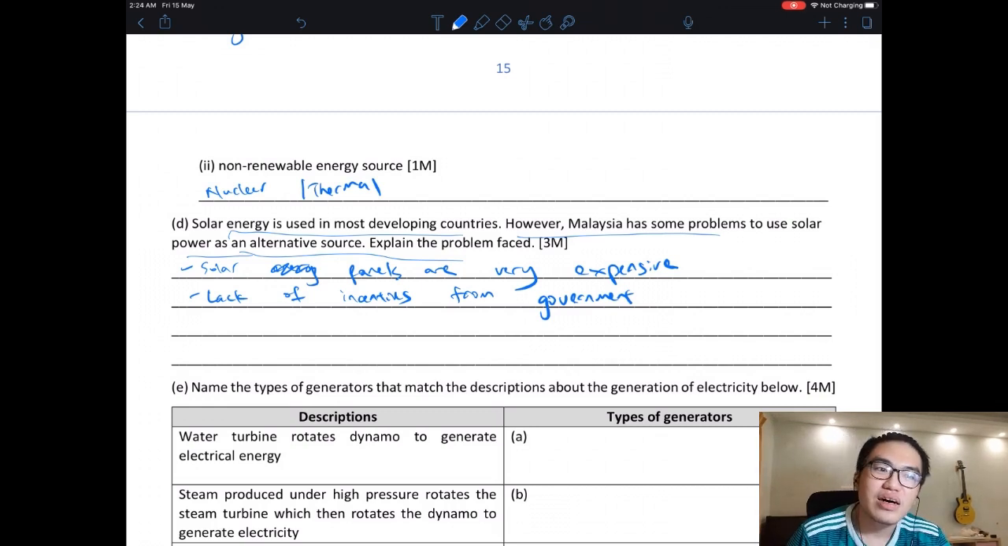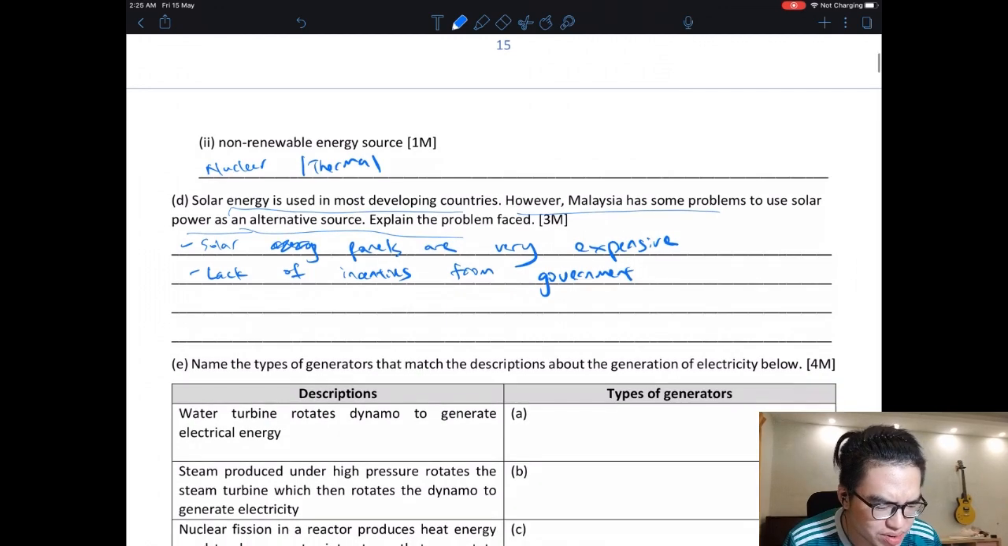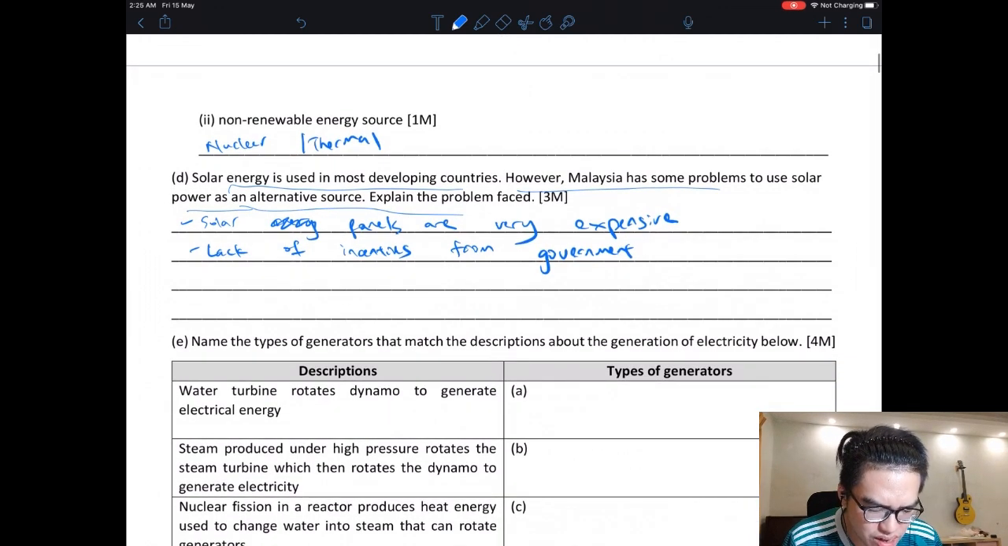Advanced countries do that all the time. Changing to a newer car, using a very fuel-efficient car, the government actually gives you a tax rebate. In Malaysia, it is not that common. So, lack of incentive from government. What else? You can even say lack of expertise.